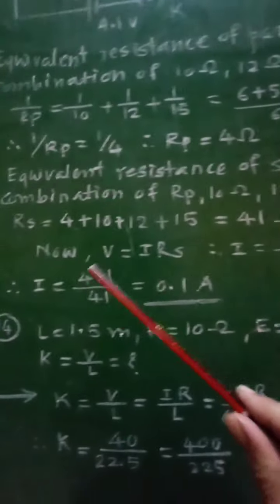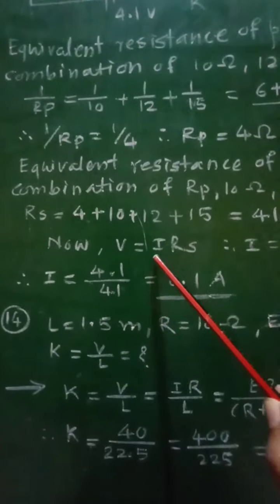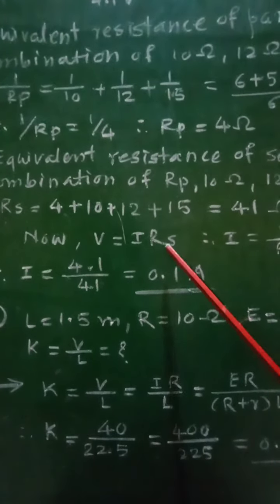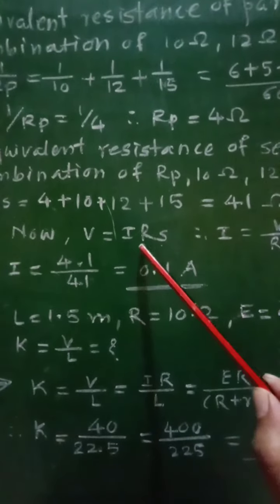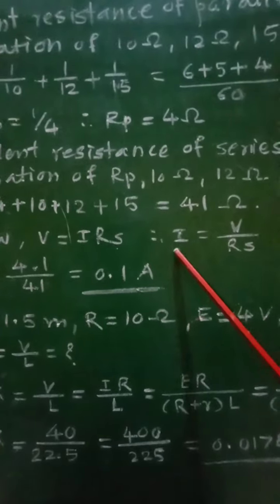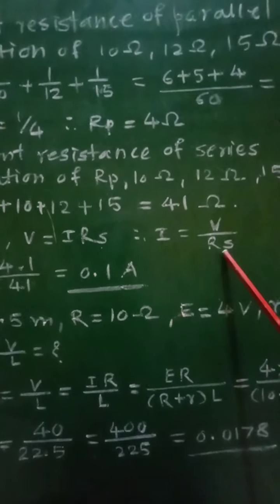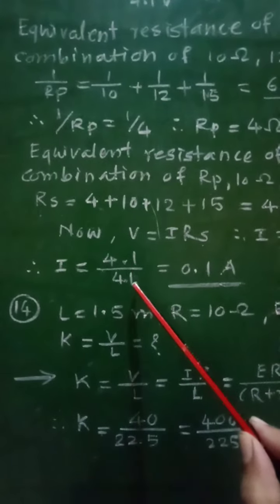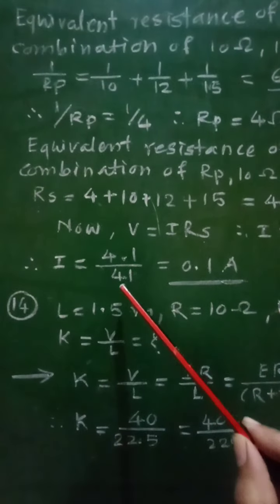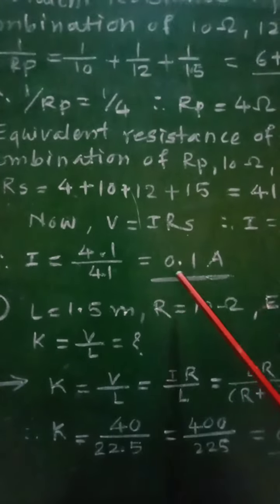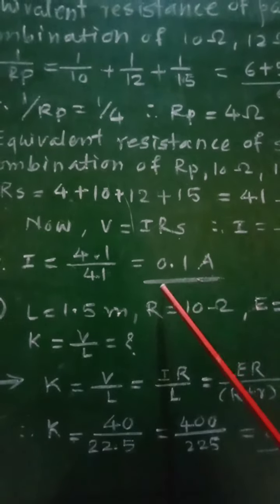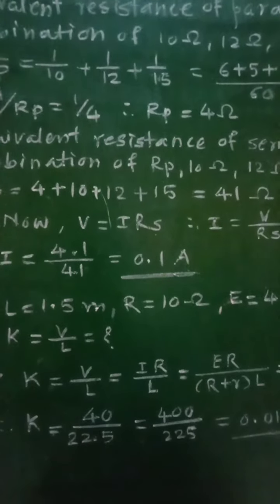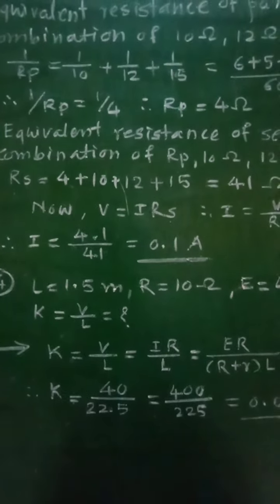41 ohm. Now phi is equal to I into Rs, that is phi is equal to IR, but R will be here Rs, and therefore phi is equal to I Rs and therefore I will be equal to phi by Rs. Hence, I will be equal to 4.1 upon 41, which comes out to be 0.1 ampere. So this will be the current flowing through that series and parallel combination of the resistances.